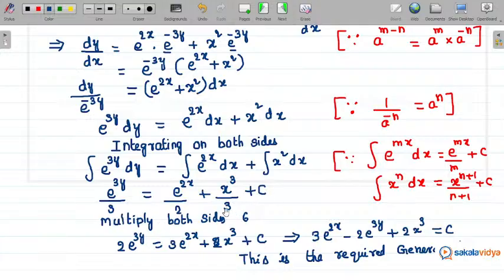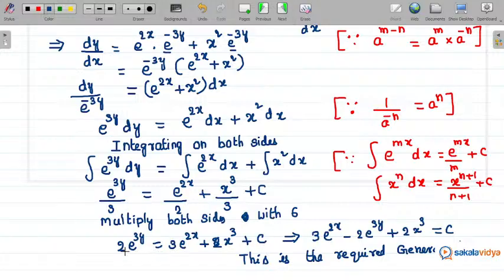LCM of 3, 2, 3 is 6. So, multiply both sides with 6. Then what do we get now? 6 into e power 3y by 3, that is 2 times e power 3y. Here 6 by 2, 3e power 2x, 6 by 3, 2x cube. This is 6c, 6c nothing but constant, we can write c only.